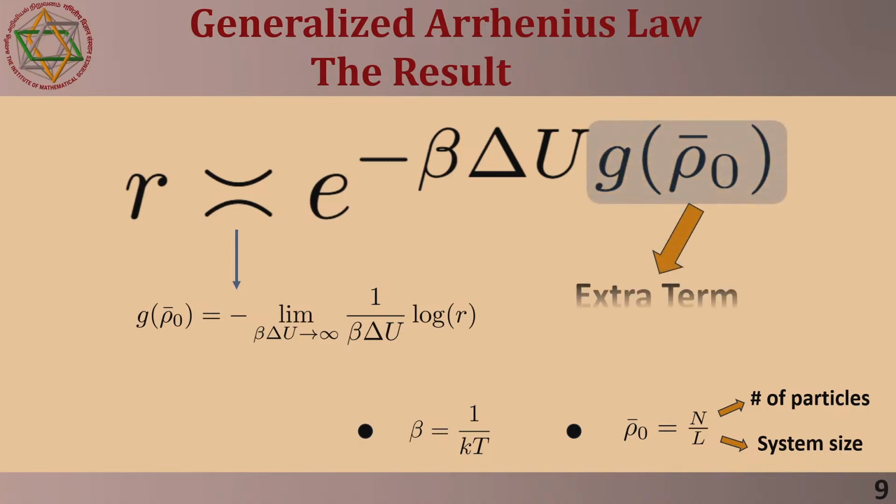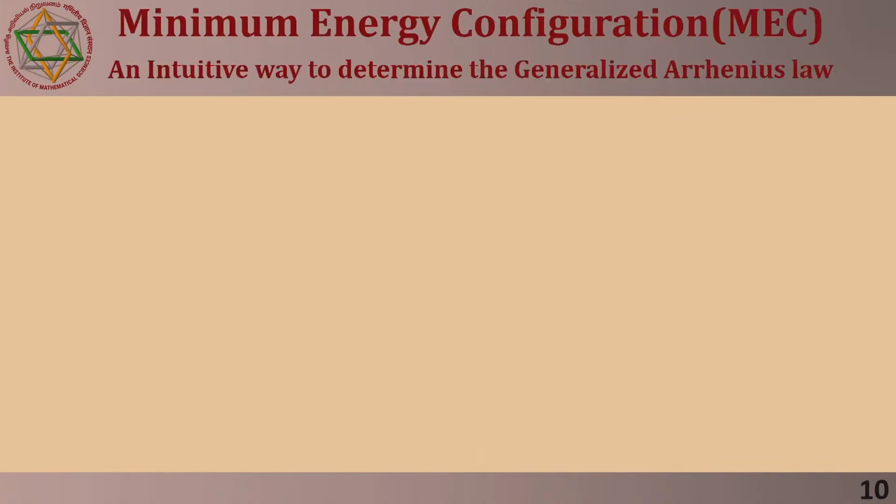Notice that there is an extra term present here in the escape rate formula, which was not there in the case of a single particle. As a teaser, this term will be responsible for counting the number of metastable states in a potential landscape, in an unknown potential landscape. But before going there, let me talk more on the generalized Arrhenius law.